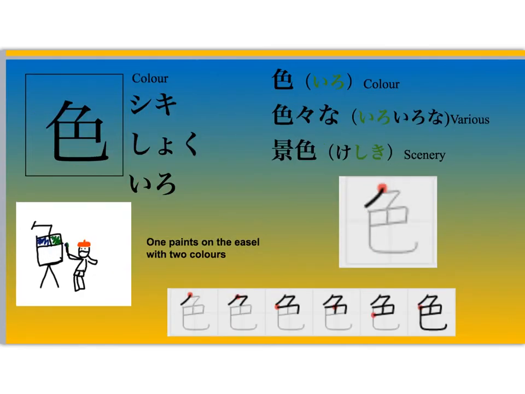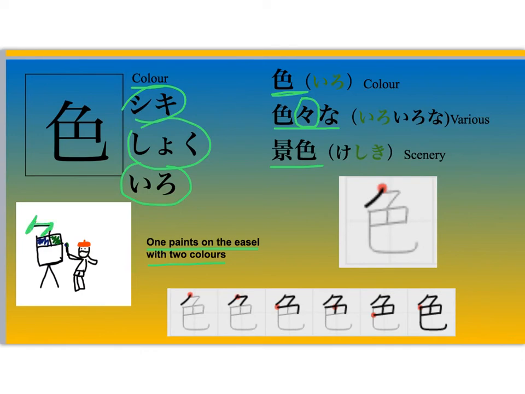This is the last kanji. It means color. The onyomi, the Chinese reading, is shiki. The kunyomi is shoku or iro. We are most familiar with the iro version. Also, iroiro na, where we're using that repetitive symbol here. Keishiki also means scenery. The strategy for this one is one paints on the easel with two colors. So this apparently is the top part of the easel right here.